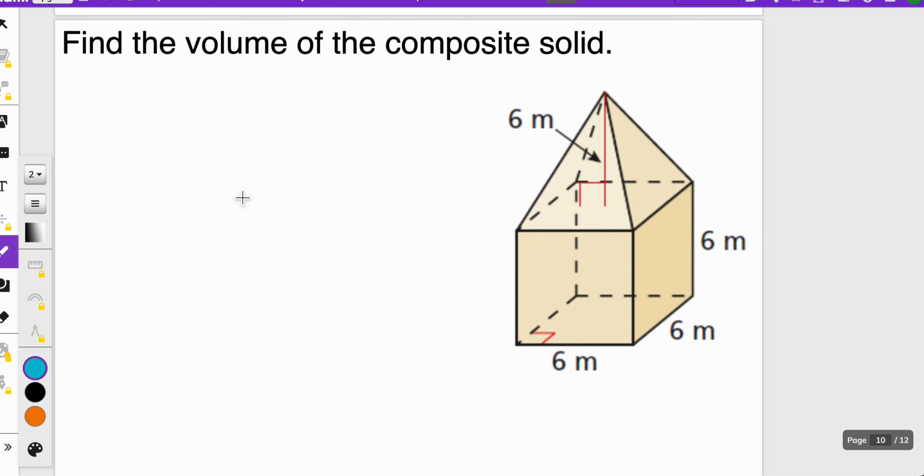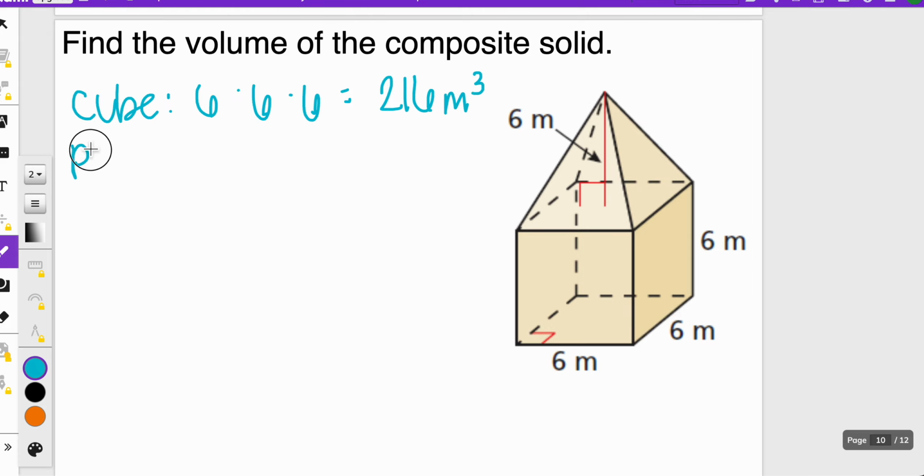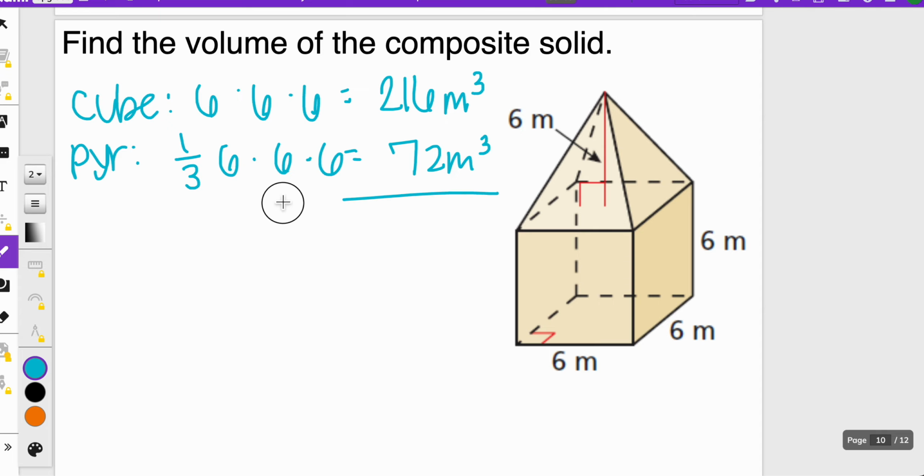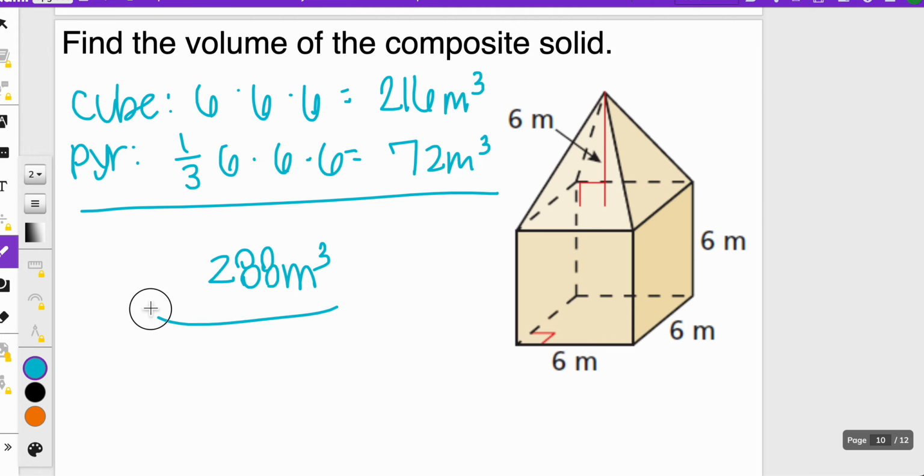And then find the volume of the composite solid. We have a cube and a square pyramid. So we would start with our cube first, which would be 6 by 6 by 6, or 216 cubic meters. And then my pyramid, we have 1/3 and then 6 by 6 by 6. So area of the base is 6 by 6, height is 6. We're going to get 72 cubic meters. And add that together, we get 288 cubic meters.